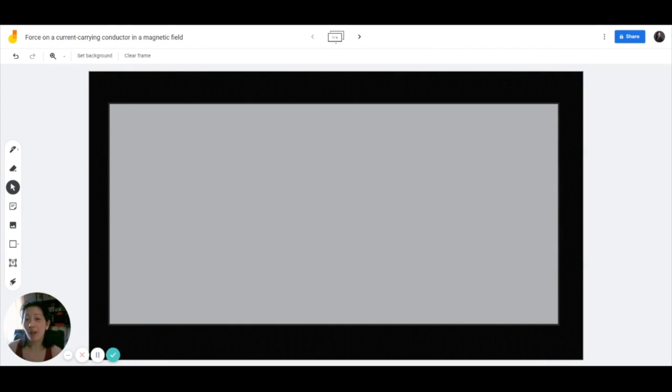Now in this video, we're going to be learning how a force is induced on a current carrying conductor in a magnetic field. Just to let you know, the reason I'm using a Jamboard here is because I'm more of a Jamboard slash whiteboard slash blackboard slash chalkboard kind of teacher compared to being a PowerPoint kind of teacher.